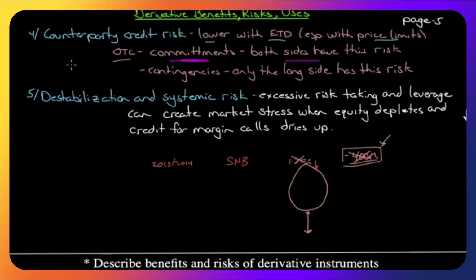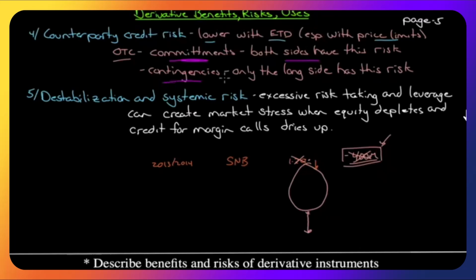So if you're, let's say, in a forward contract, both the buyer and the seller have counterparty risk, because if the buyer is in gains, there's counterparty risk that the seller is not going to meet the payment, and if the seller's in gains, there's counterparty risk that the other side won't make the payment.